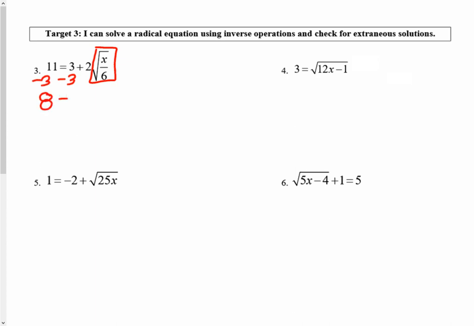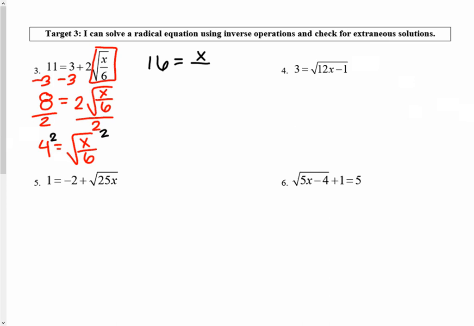So I have 8 equals 2 times the square root of x over 6. Divide both sides by 2, and 4 equals the square root of x over 6. To get rid of a square root, remember we square it, so we'll square both sides. So we have 16 equals x over 6. And then I need to get that x by itself, so I'm going to multiply to get that 6 out of the denominator. So I'm going to multiply both sides by 6.